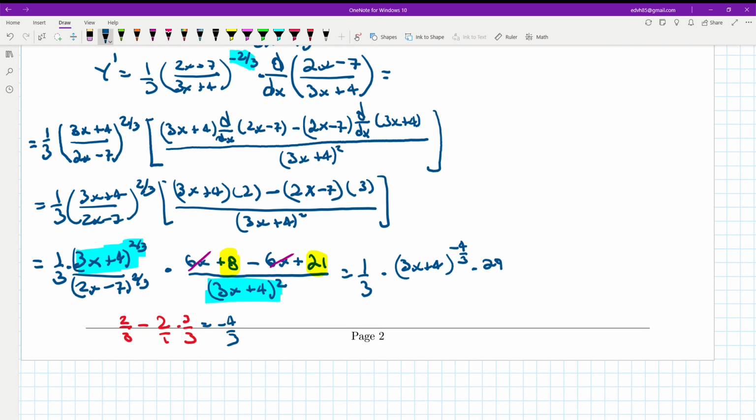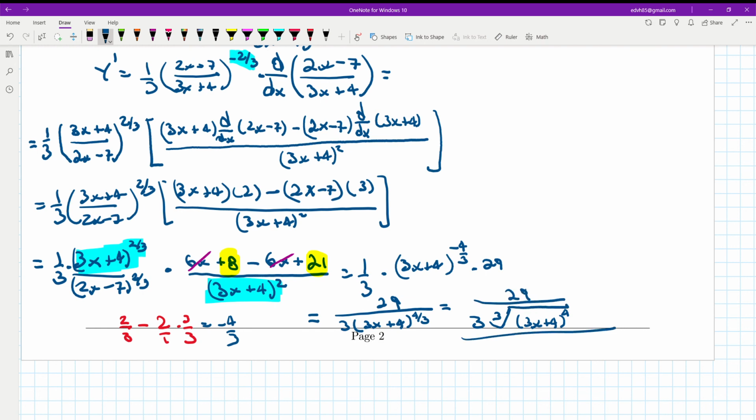And in this case, that reduces to the following. That's 29 in the numerator, and in the denominator, 3 times 3x plus 4 to the 4/3. And changing this back to radicals, that's 3 times the cube root of 3x plus 4 to the 4th power, all under 29. Final answer. All right? This is the final answer.